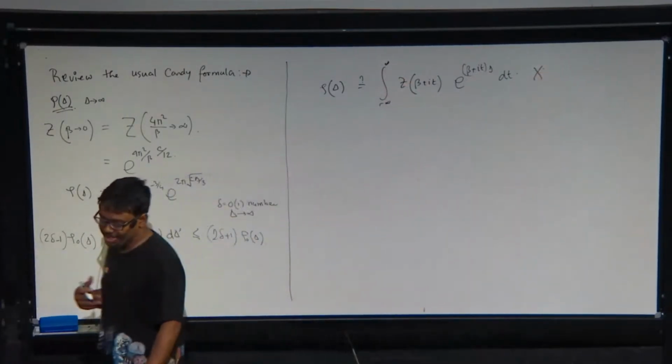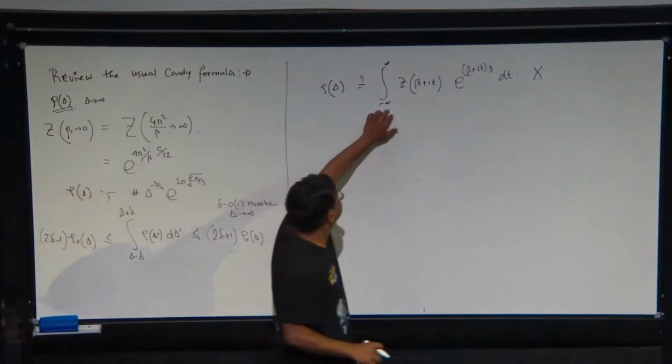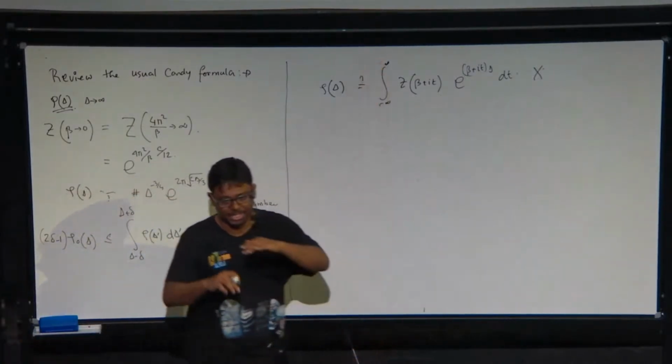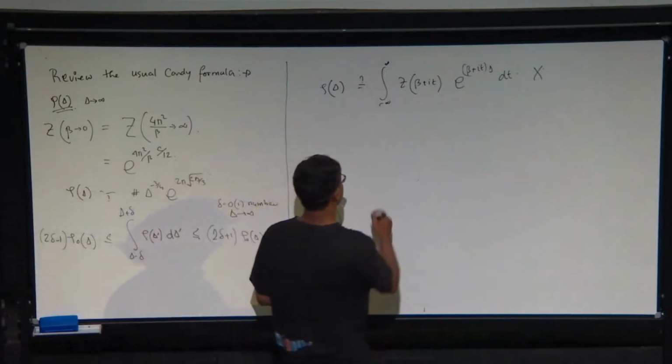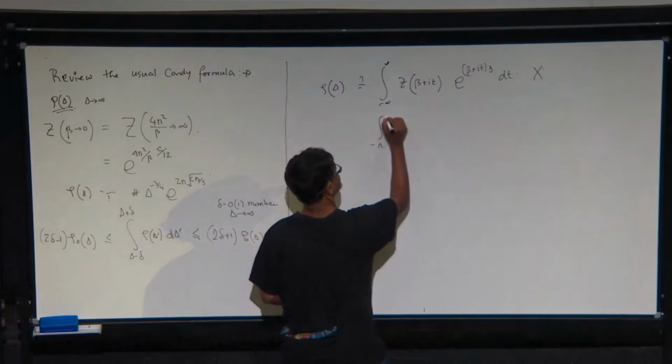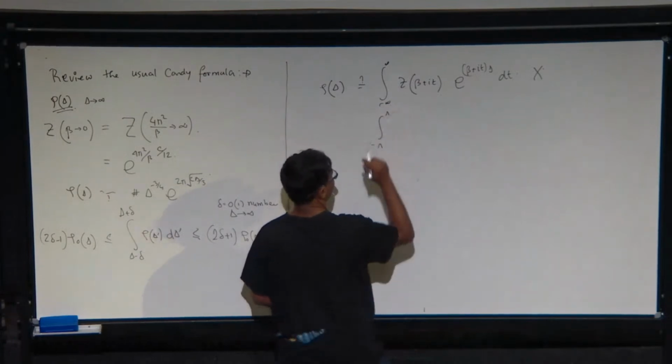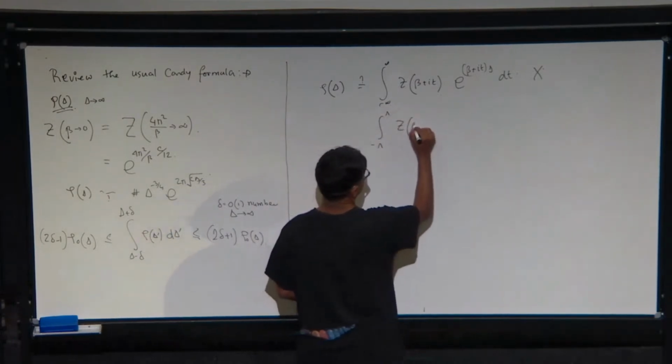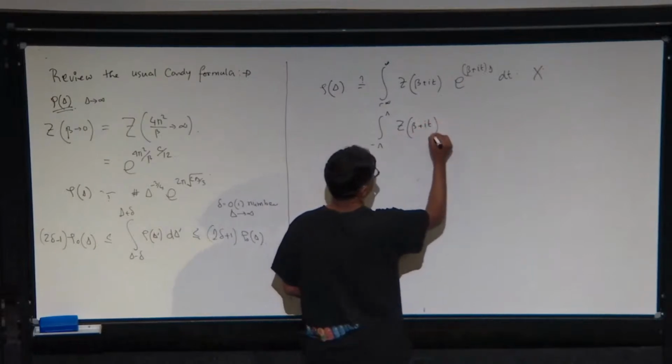And to make sense of this integral, we should cut off the minus infinity and plus infinity at some finite point. So our next attempt would be to understand this integral where the integral goes from minus lambda to plus lambda. We have the partition function.